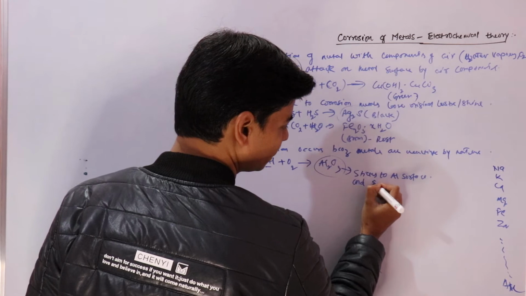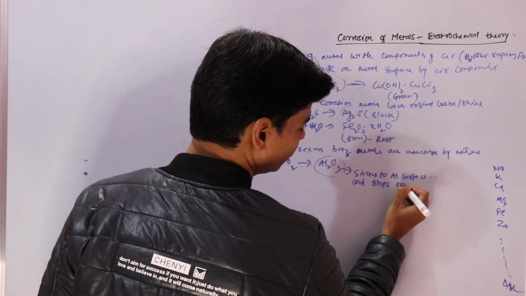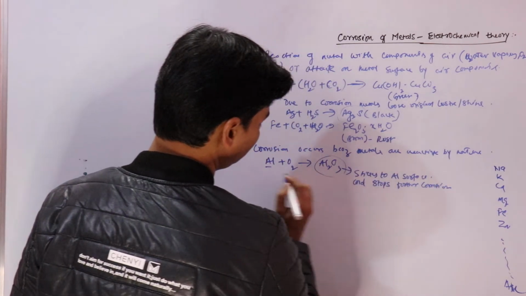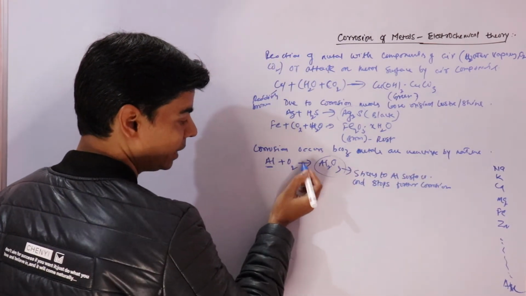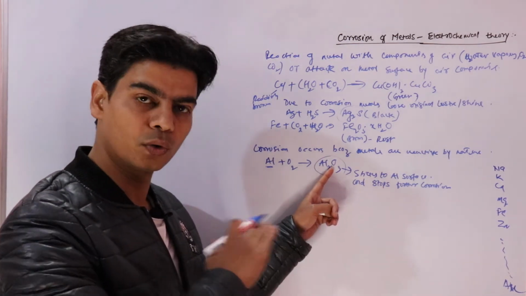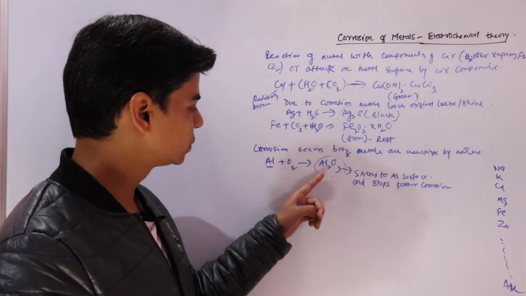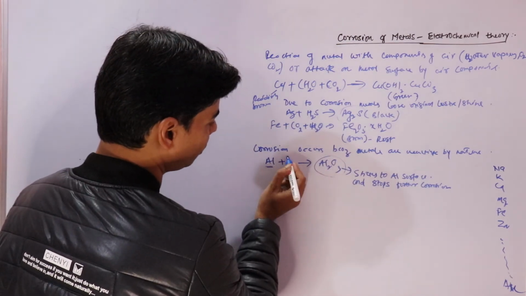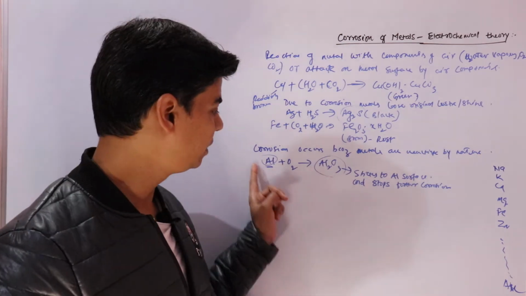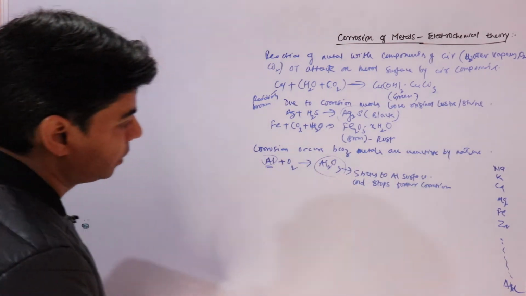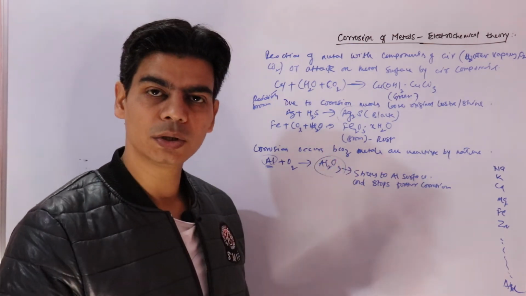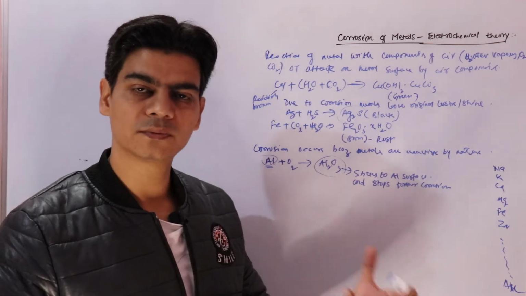and stops further corrosion. How does it stop further corrosion? Because it acts as a barrier between the surface of the metal and air. This aluminium oxide will form a coating on the surface of aluminium, so it doesn't let oxygen come in contact with the surface of aluminium. Hence the corrosion of aluminium will stop. Right? Since this is a stickable material, it sticks to the surface of aluminium and stops further corrosion.